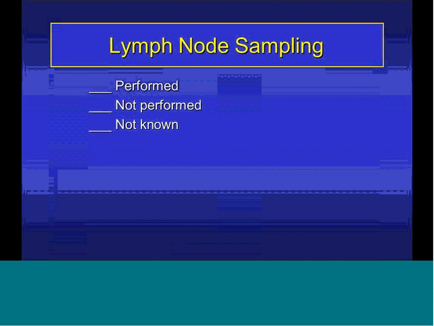As I mentioned, the checklist includes lymph node sampling, whether it was performed or not performed, and the details of this are within the staging area.